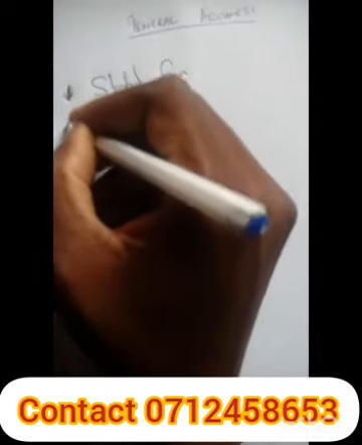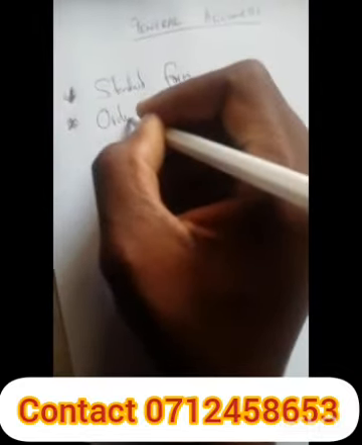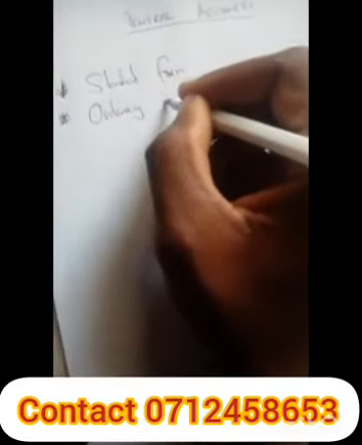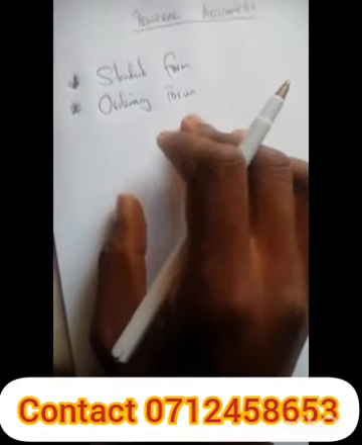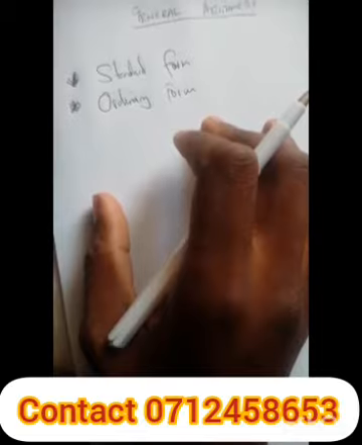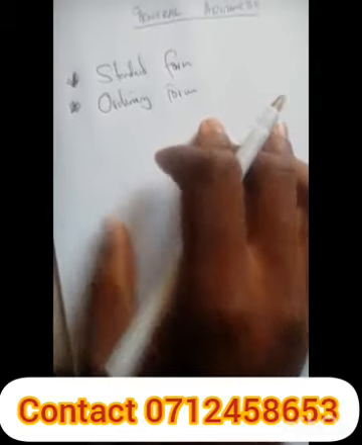Alright, so I need you to take note of these two things that we shall be focusing on. At first we shall speak about standard form, and secondly we shall speak about what we call ordinary form. So these are the two things that determine what we call general arithmetic. I think I'm clear there.